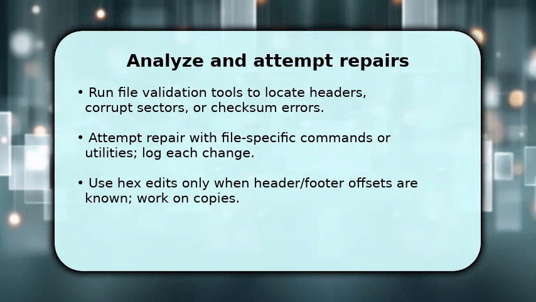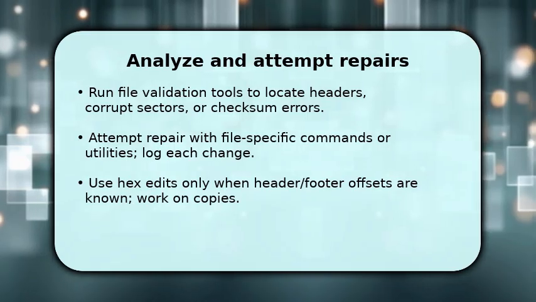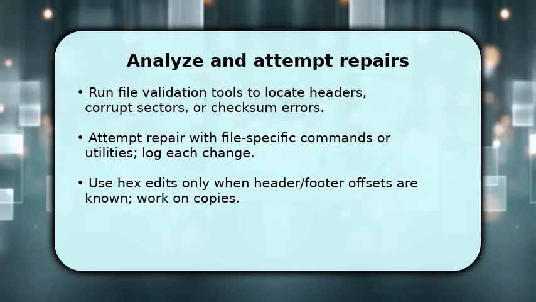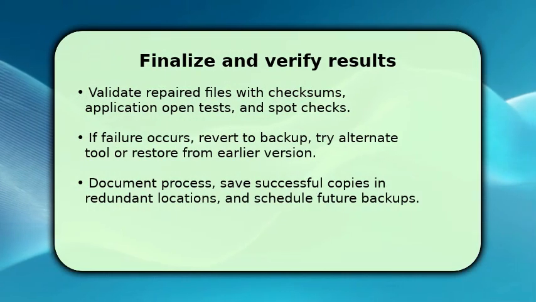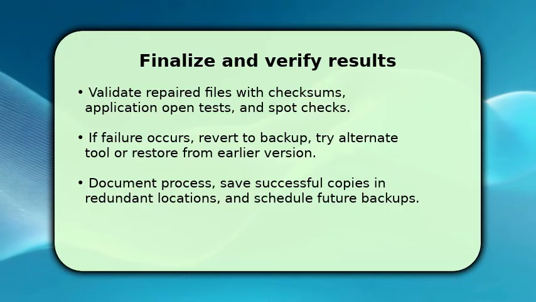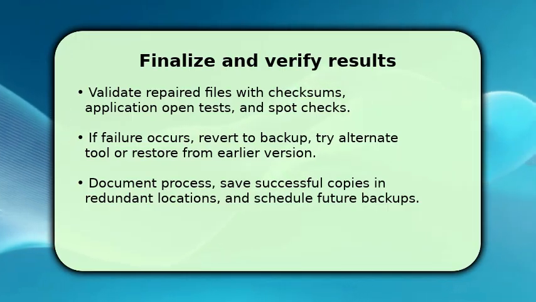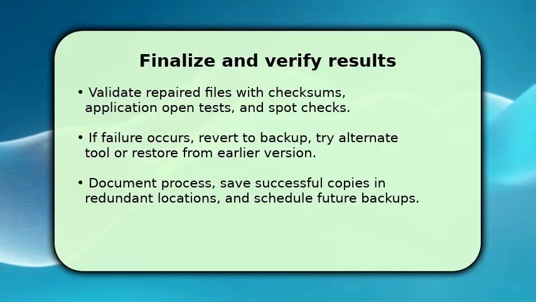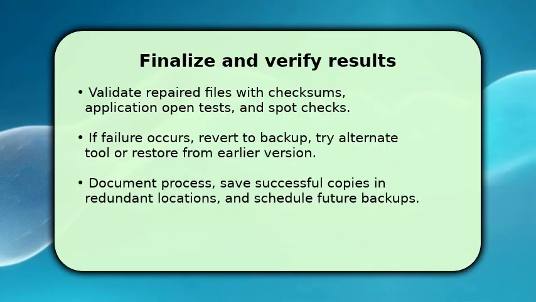You finish by validating repaired data. Recompute checksums, open files in their native apps, and perform content spot checks to ensure no silent corruption remains. If something still fails, revert immediately to your backup and try another tool or approach, sometimes exporting to an intermediate format and re-importing fixes structural issues. Once successful, document the exact steps you used, store repaired copies redundantly, and schedule regular backups so you avoid this recovery work.